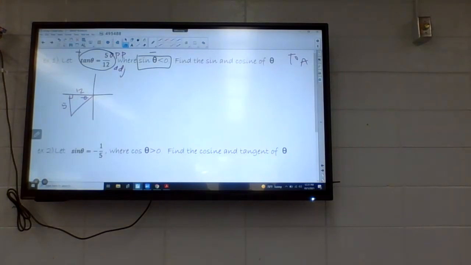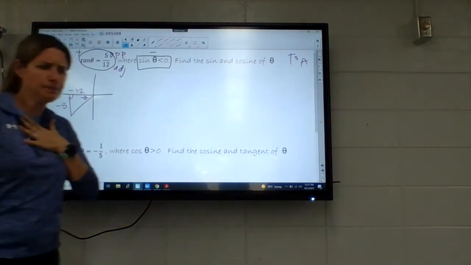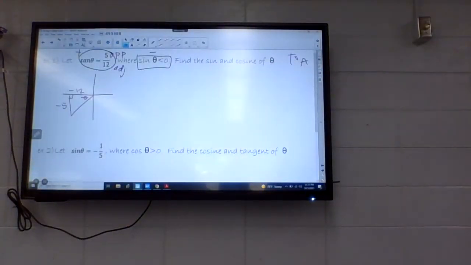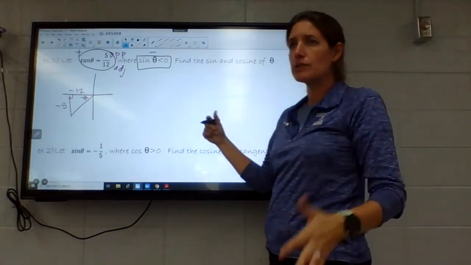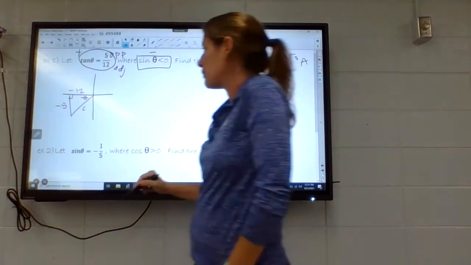Why should they be negative? Well, the 5 is going down and the 12 is going left, right? And the reason it wasn't negative here, sorry, is because there are two negatives on top and the bottom. So they became positive because we were dividing two negatives. Does that make sense? But Cash is right, we're missing the hypotenuse. So we still have to go back and find the hypotenuse. So we have 5, we have 12. Do we know how to find a hypotenuse? Pythagorean theorem, right?